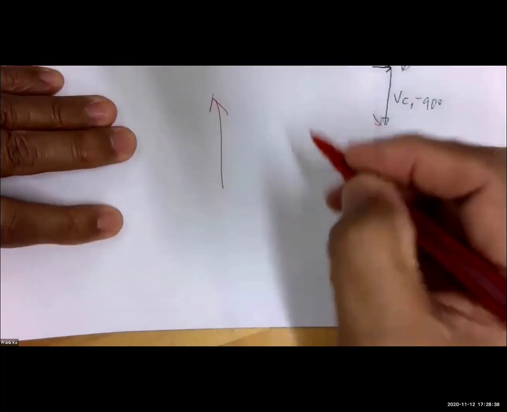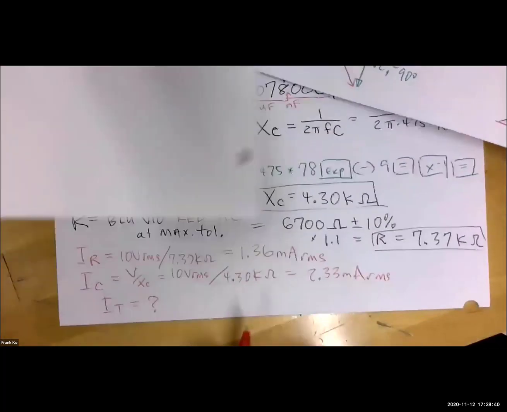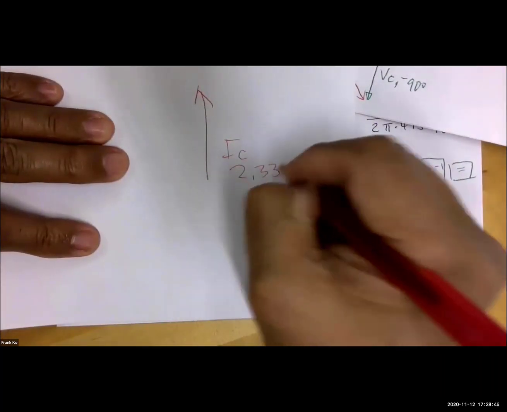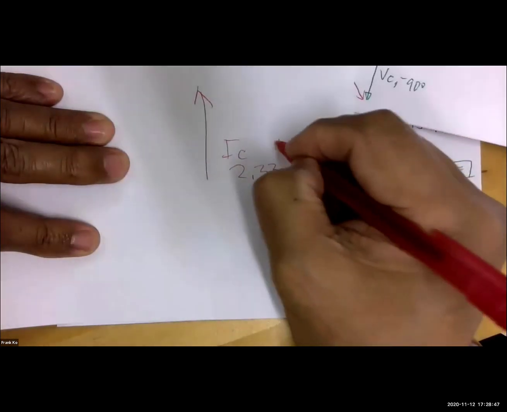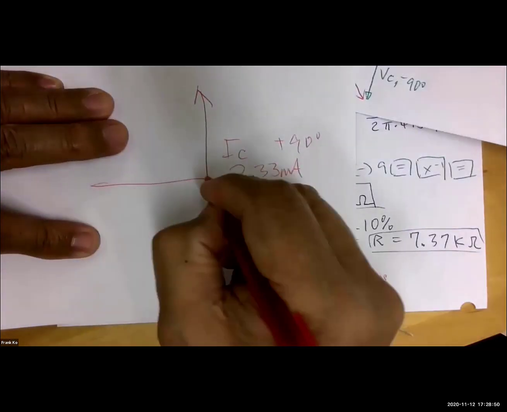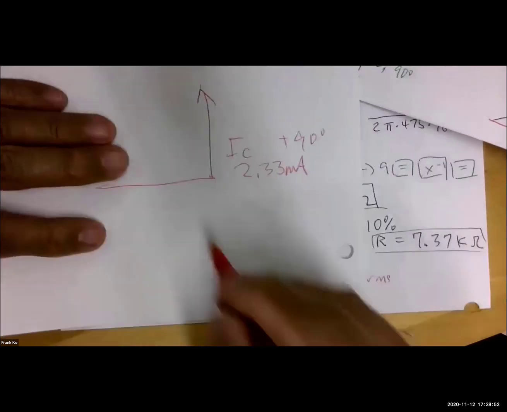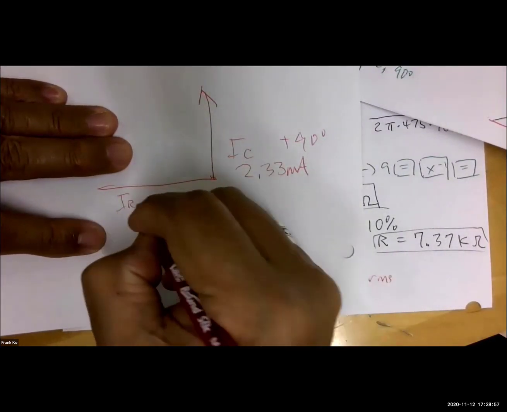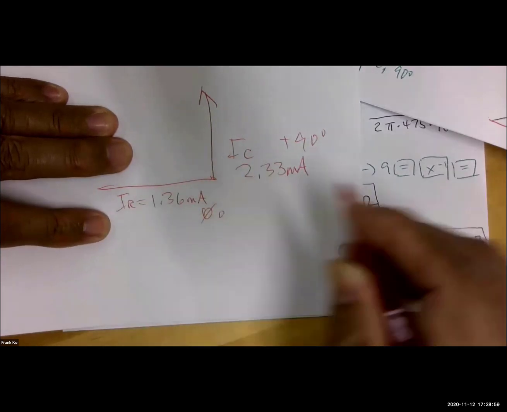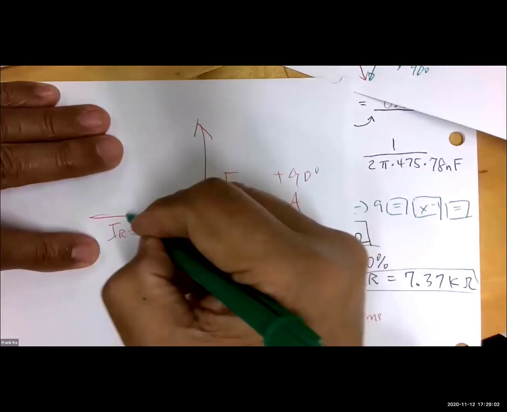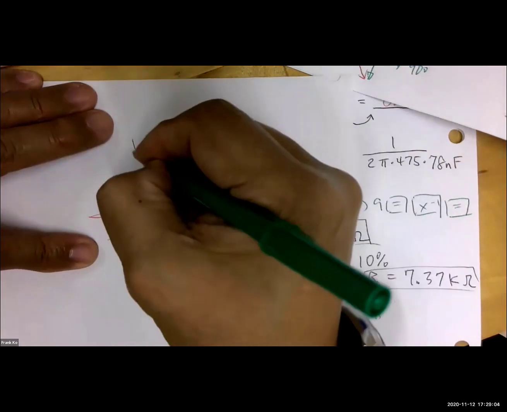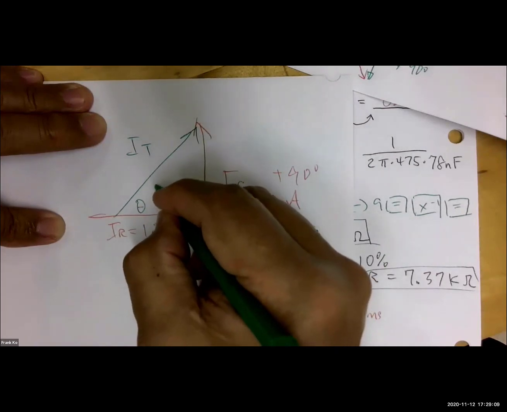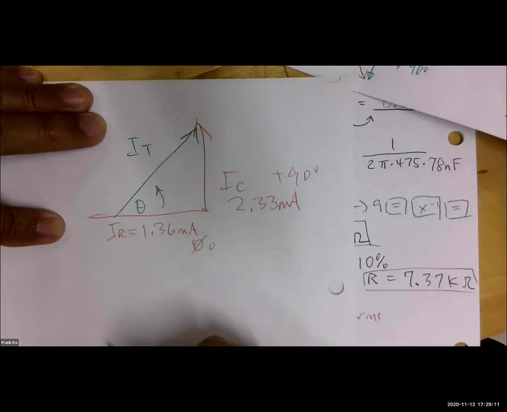IC pointing up of, what did we have, 2.33 milliamps? 2.33 milliamps, we're almost done, my friends. At positive 90 degrees, my IR, we calculated as 1.36 milliamps for IR at 0 degrees, and my I total, you figure out using Pythagorean theorem, and the theta you can determine by SOHCAHTOA.